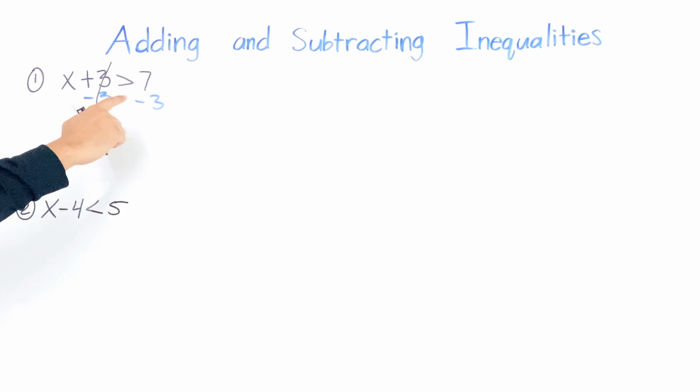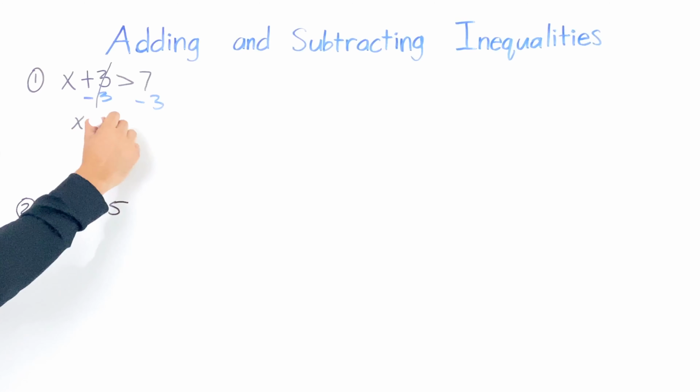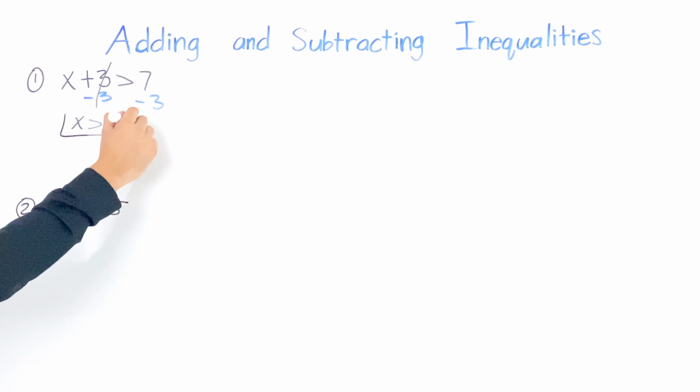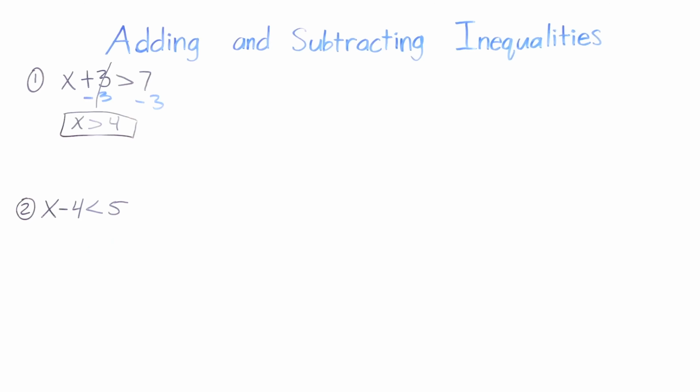We have 7 minus 3. We have two different signs, so we're going to go ahead and subtract. 7 minus 3 is 4. So x is greater than 4. Now you can go and do your number line.